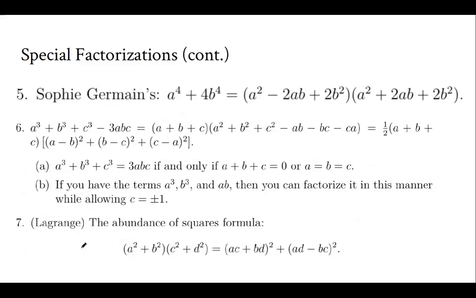And then a few other ones that are a bit less common, but also still useful. So this is Sophie Germain's identity. And in addition, we also have this one with the sums of cubes, which can be factored in a few different ways. And also the Lagrange abundance of squares formula. So now let's try a few examples that use these factorizations.